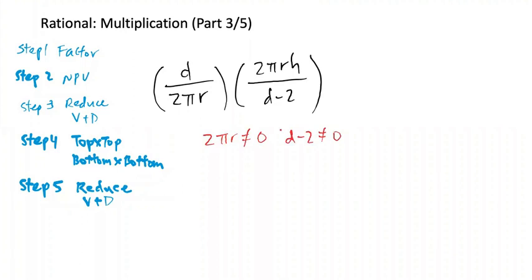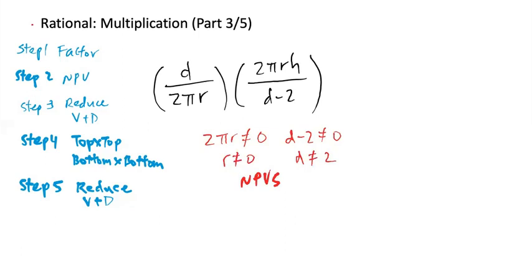And we look at it and we're like, hey, pi. Can I say pi does not equal zero? No, we cannot, because pi is just a number, 3.14 and so on, right? So often students would say pi is a variable, but it is not. So in here, our only non-permissibles would be r cannot equal zero and d cannot equal two. NPVs. There we go.